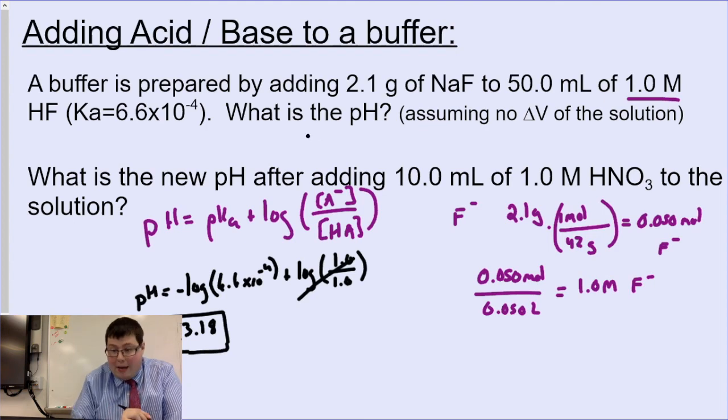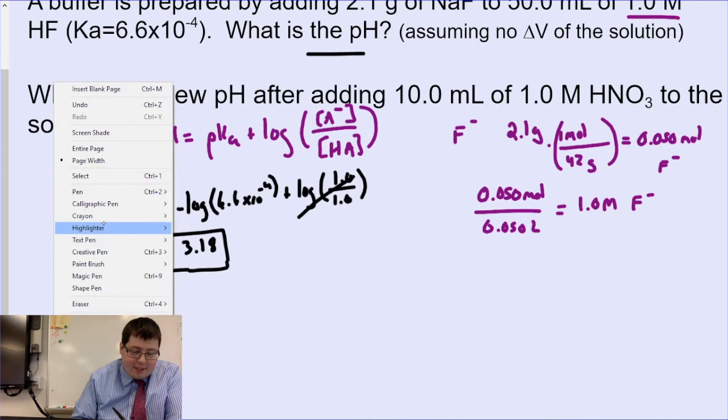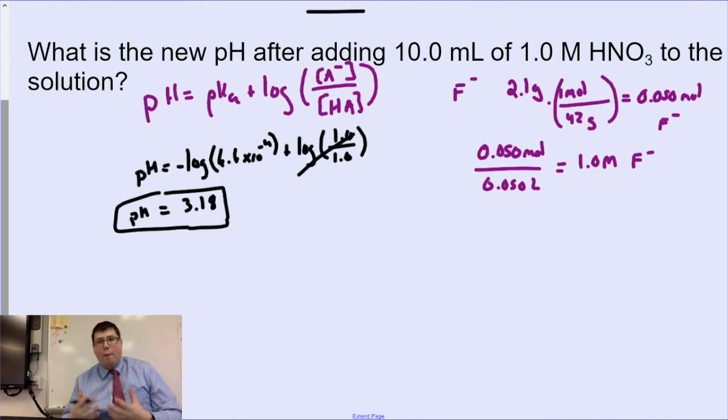Now that's just the original pH. Now we're going to find out the new pH after we add some acid to this buffer, and this is the magic of what buffers do. When we normally would add a bunch of acid to a piece of water, 10 mils of 1 molar HNO3, that's going to really shift the pH of that water. But because we have a buffer solution, it's not going to do quite as much.